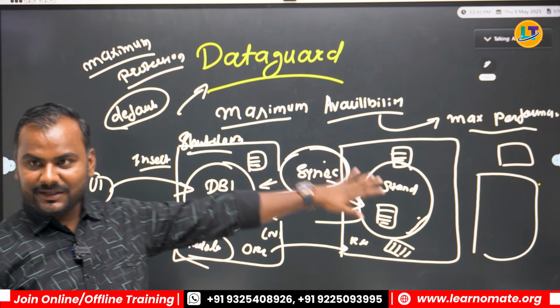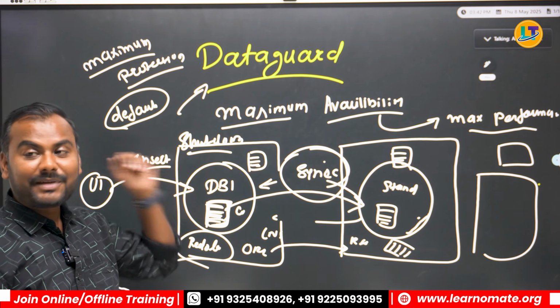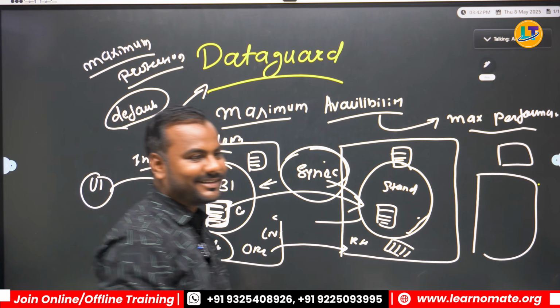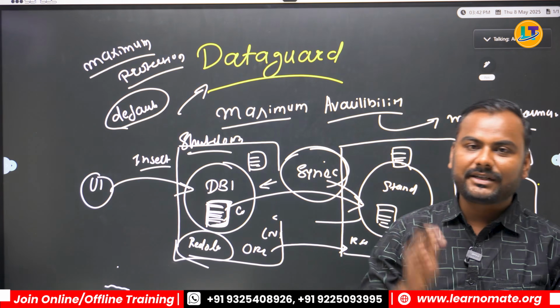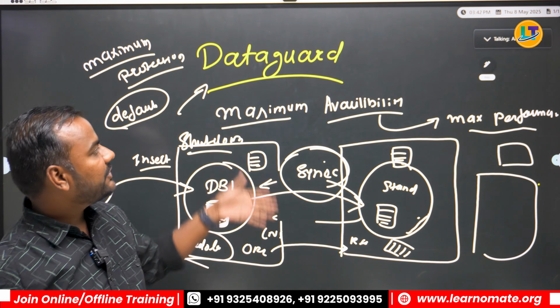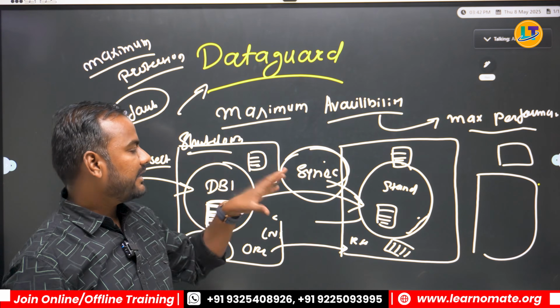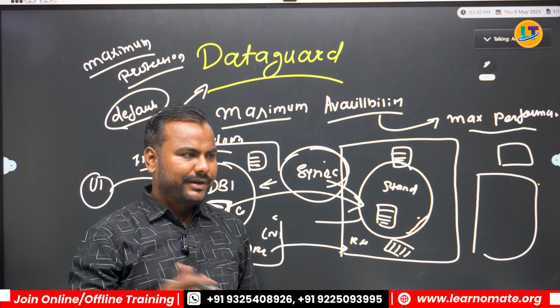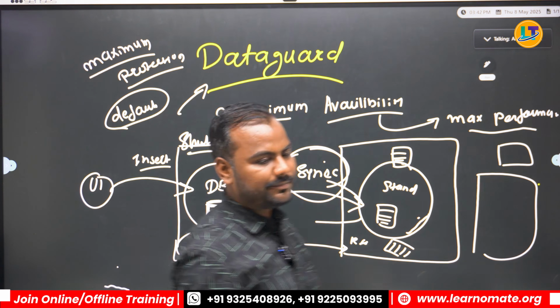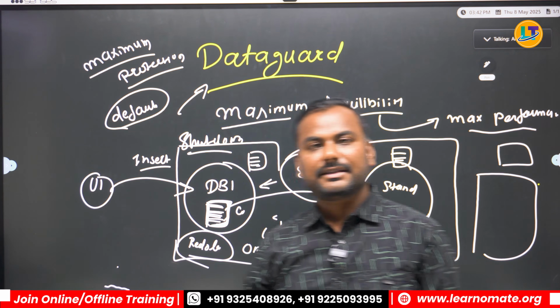In maximum availability, performance-wise it is not good because you are expecting acknowledgement from your standby. That is the main problem. So these are the protection modes which you will see in a real-time production environment, and it's quite easy. You can convert from one protection mode to another. That is possible. I'll discuss this in the next video.